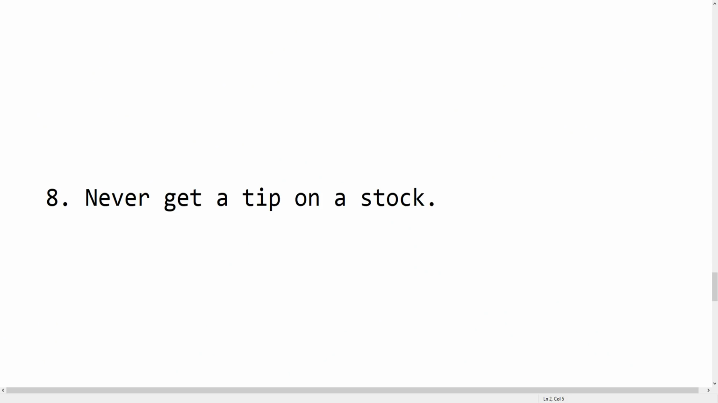Now, number 8. Never get a tip on a stock. Understand that getting tips on stocks is a very, very dangerous thing. Some people are just beginners. Some people are just naive. They just post, oh, I have bought Facebook, and it's a good stock. And all the people buy, and then when you buy, it begins to go down and they lose a lot of money. So stop getting tips from people, whoever they are.